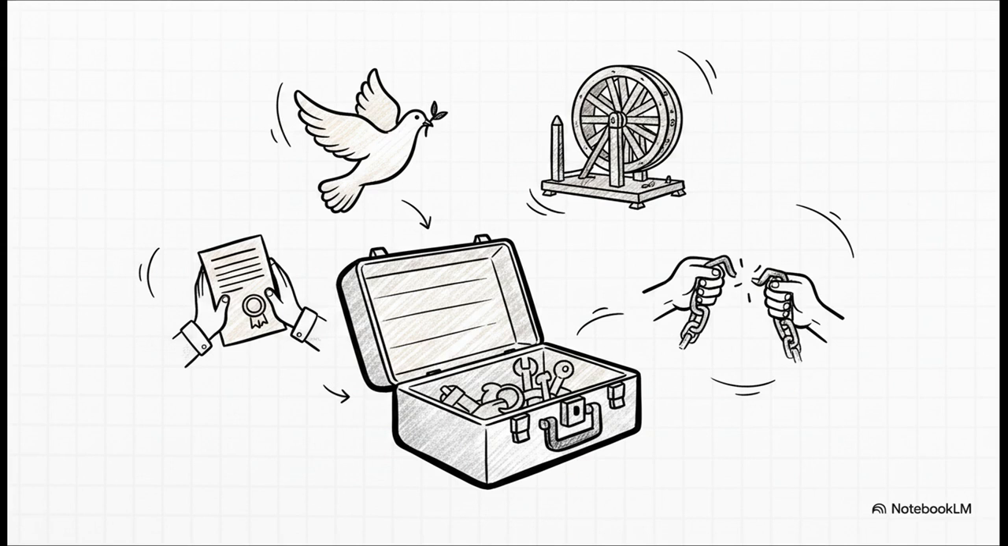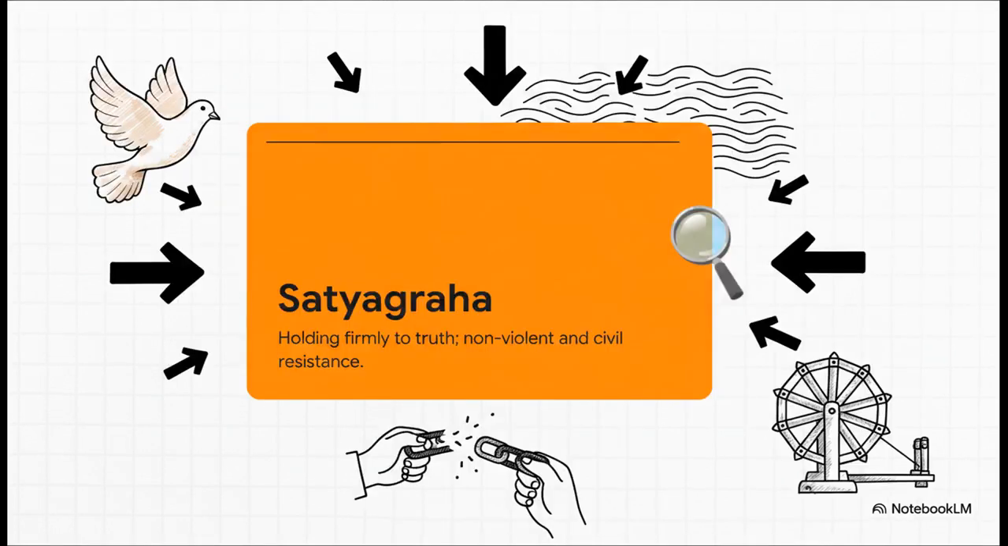Take swadeshi, for instance. It wasn't just a buzzword. It was literal economic warfare. By boycotting foreign goods and spinning their own cloth, they were directly hitting the pockets of the giant British textile industry. But the real engine driving the whole shebang was satyagraha.